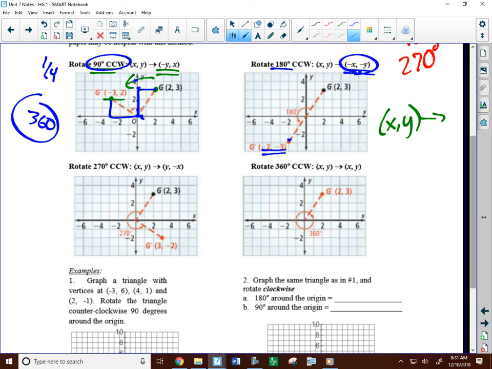Let's see. Now, if you were doing the counting method, up 3, right 2, 180 is halfway around. So I pass over one of these axes, go to this one, and I go up 3, right 2. Again, I'm looking at it upside down. Up 3, right 2.